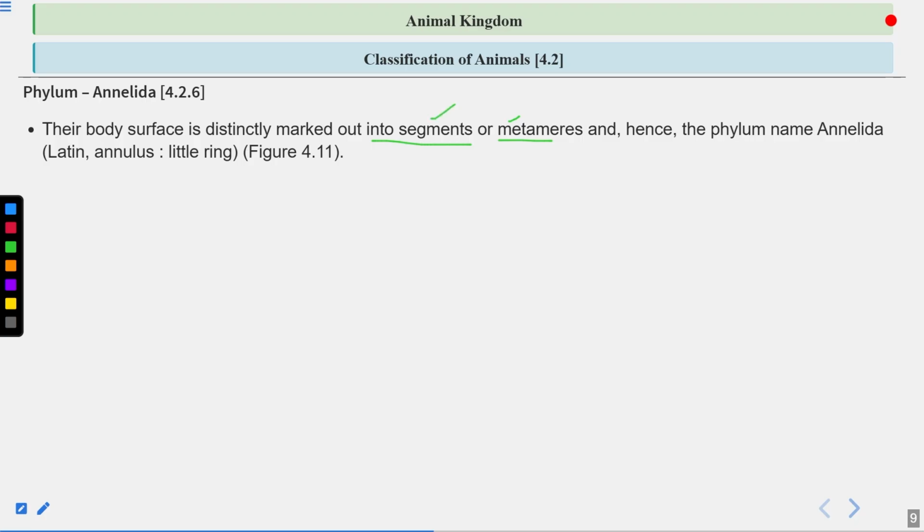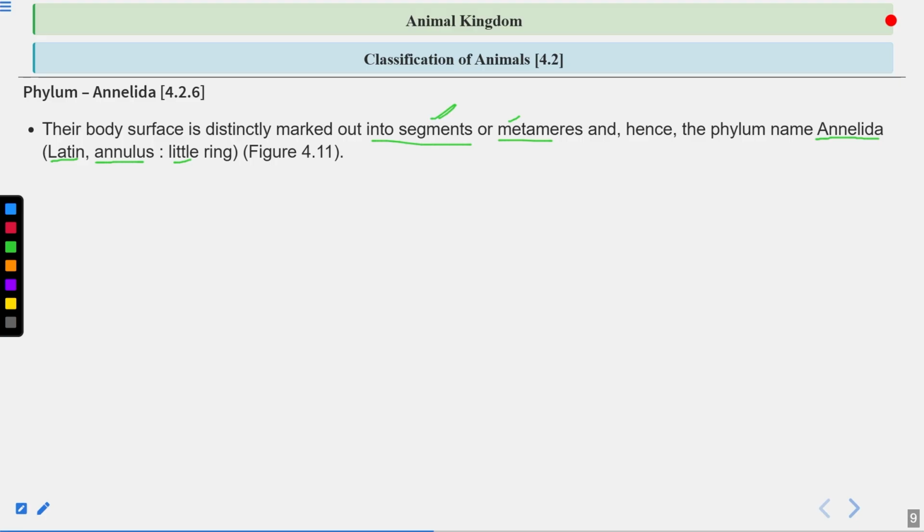And this segment is like a ring-like structure. We wear rings on our fingers, right? So if a number of rings are attached, then you can see that it appears like a segment, right? And each ring-like structure is called an annulus. Annelida, what is the meaning of Annelida? Annelida comes from the Latin word annulus, and the meaning of annulus is little ring. So every segment of Annelida represents a ring-like structure.